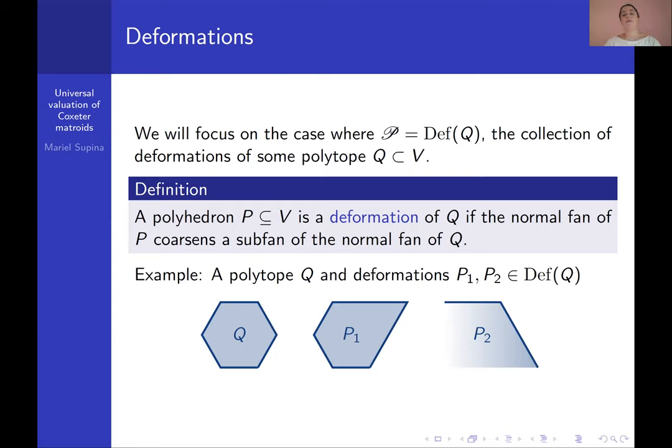And likewise for P2, I can obtain that from Q by choosing the lower left and lower edges and taking turns sliding them out as far as I can. And eventually I can slide some of them out all the way to infinity and I get this cone P2. So the deformation doesn't need to be bounded. So when you think of deformations, you should think of taking a polytope and sliding out the facets as much as you can, or in any way that you can, until you can't do it anymore. So this is what I mean by deformations.